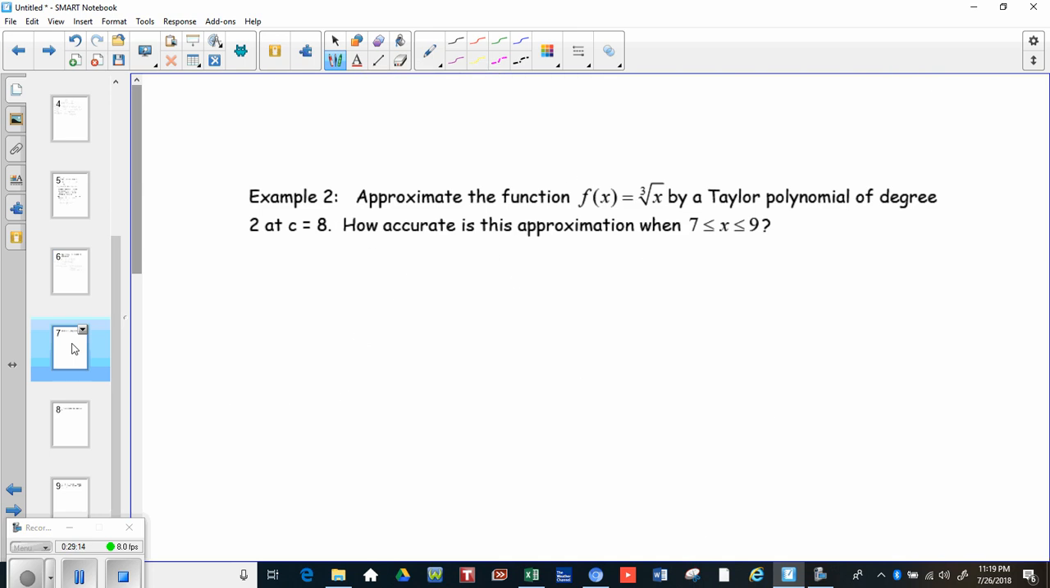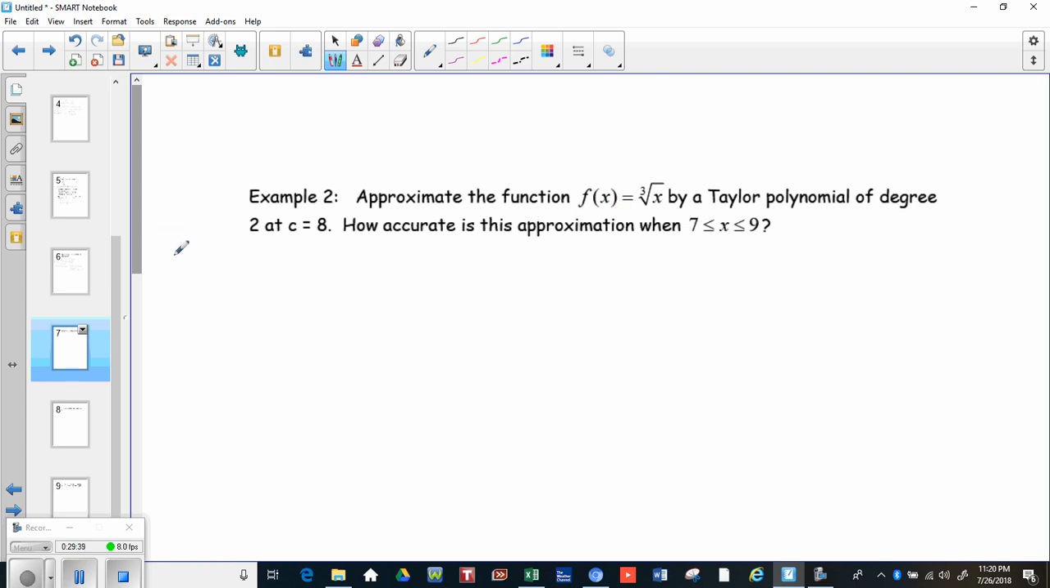So what example 2 is telling us is to approximate the function, the cube root of x, by using a Taylor polynomial of degree 2 at c equals 8. And then we want to know how accurate the approximation is. We've actually already done this part for the most part. But what we can do is find the Lagrange error, the error bound here. So we have to figure out what this function is first.